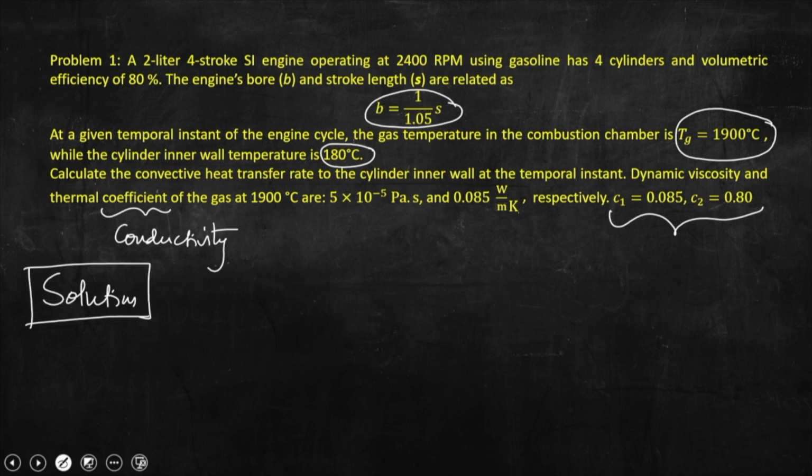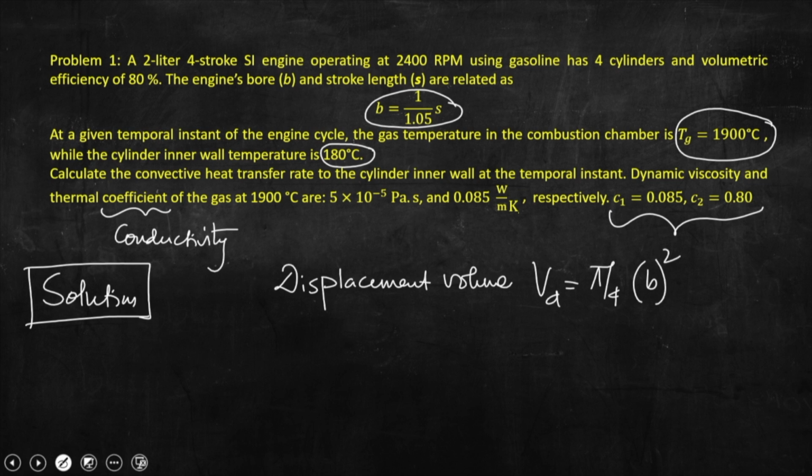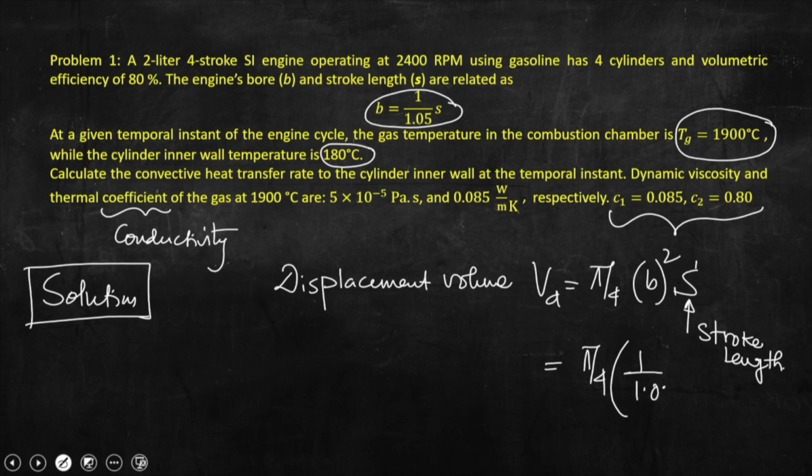So, first of all we have to calculate the displacement volume. Displacement volume Vd equals pi by 4 into bore diameter square into stroke length. So, this is the stroke length. Right. So, if we put the value, it is given pi by 4 into B, which is 1 upon 1.05 square into S cube. So, that is the expression. What about Vd? That is the displacement volume per cylinder.